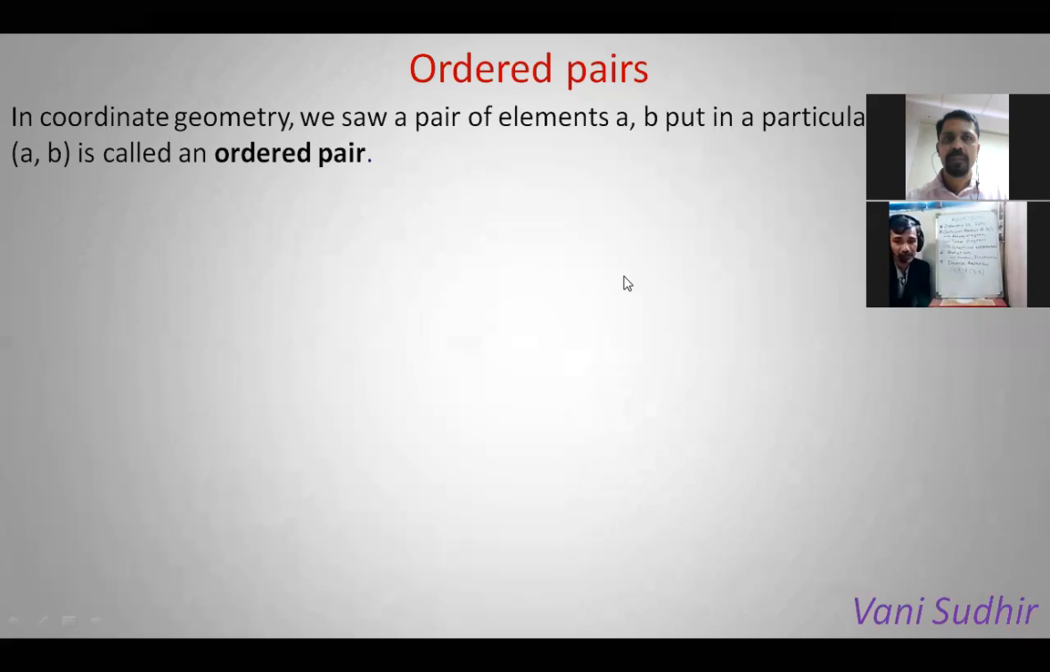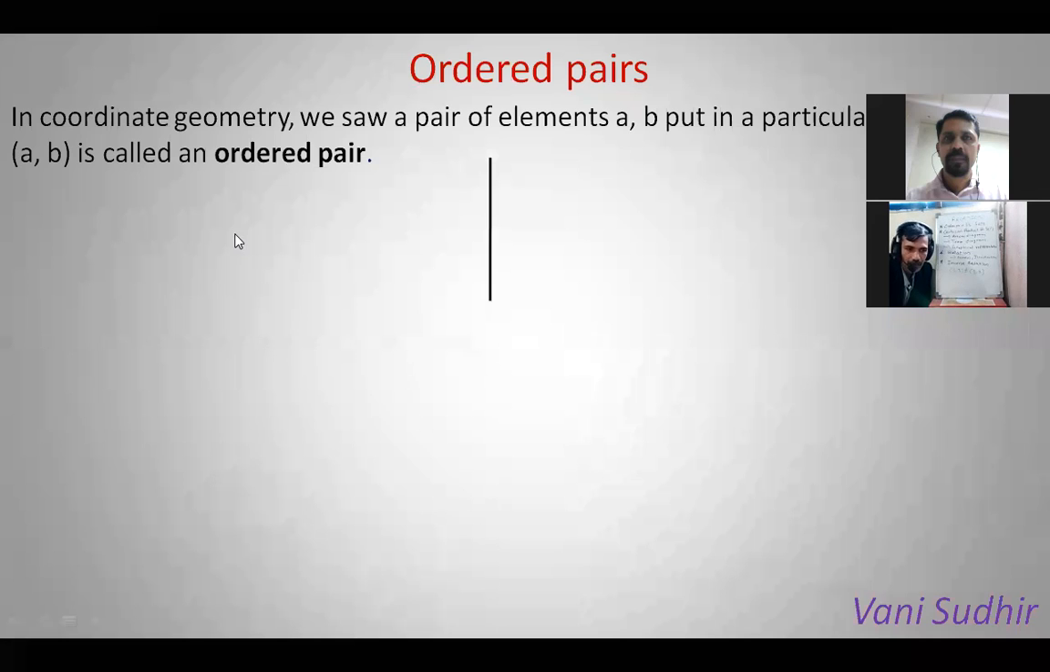First, we'll discuss ordered pairs. In coordinate geometry we have seen ordered pairs. Two elements, two numbers, you can write in an order as a comma b. We say it is an ordered pair. An ordered pair is nothing but a point on the Cartesian plane, like 2 comma 3, 3 comma 2, like that.